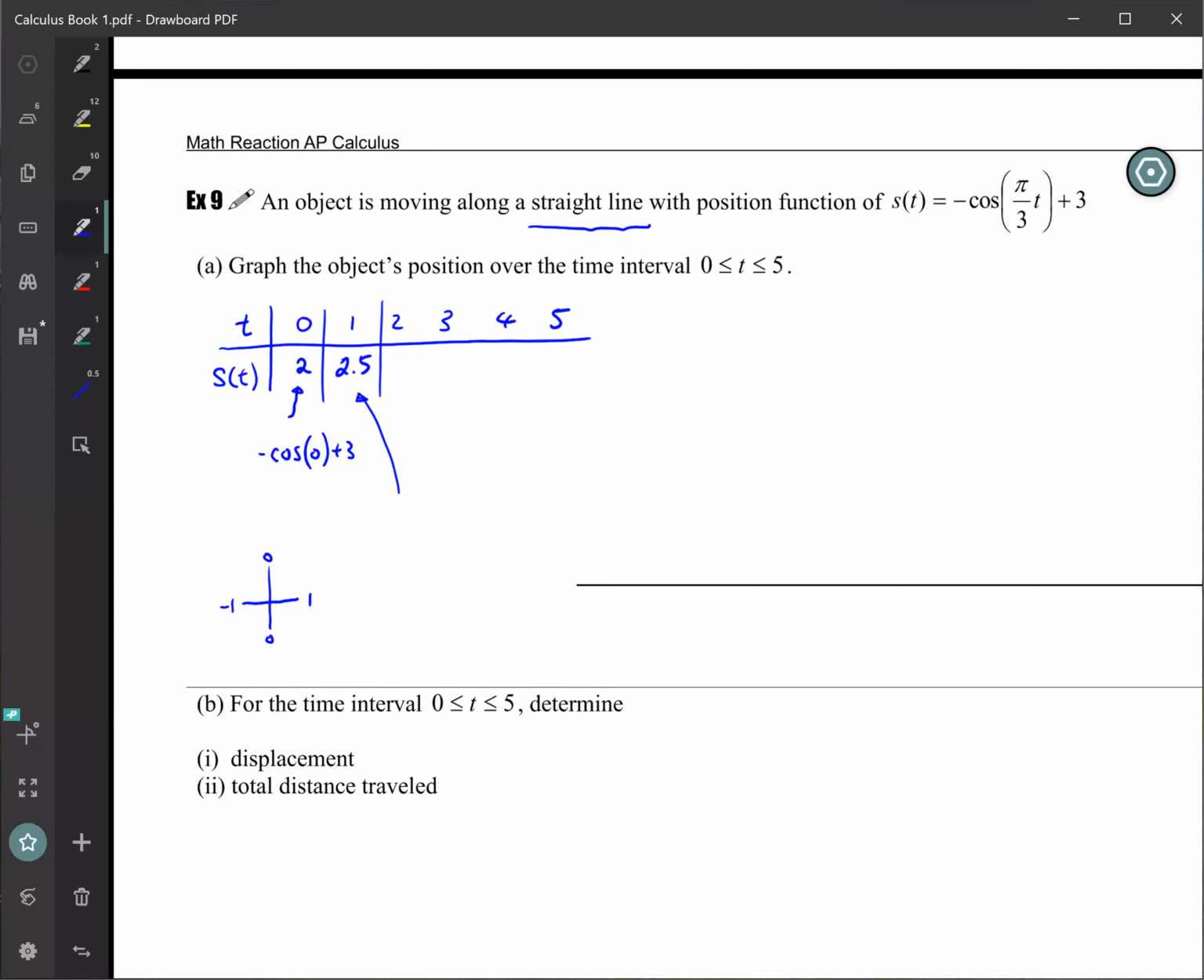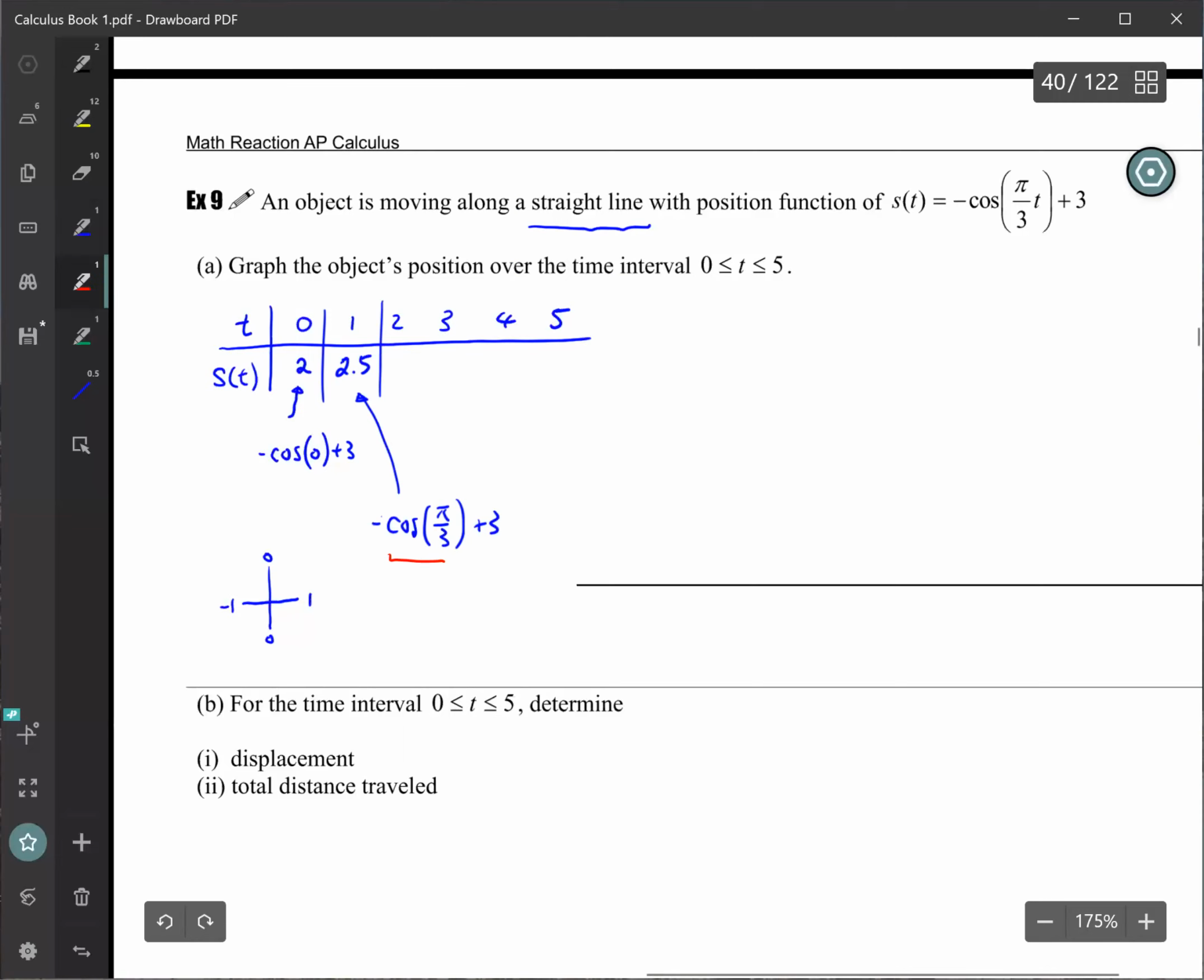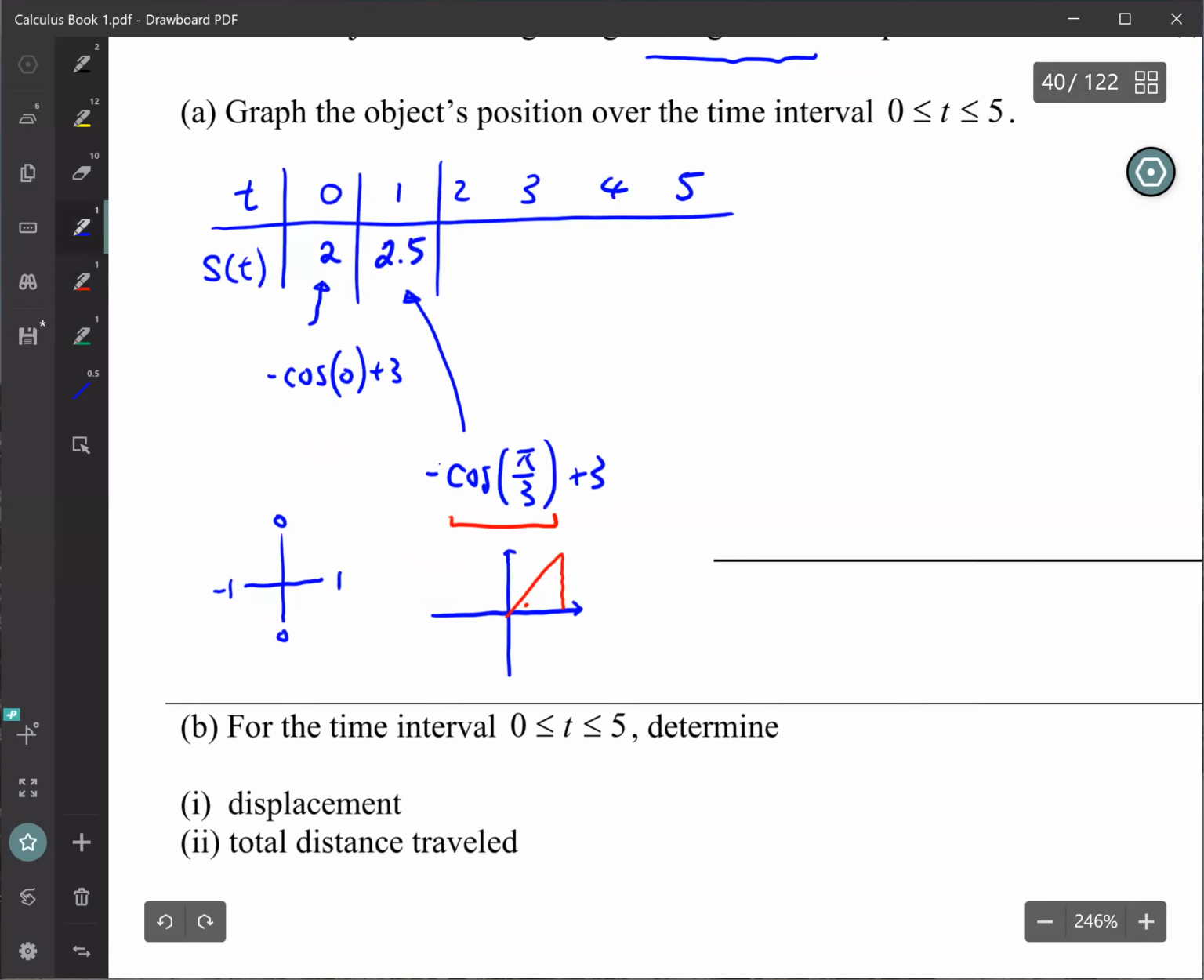So we plug in 1, and you will have negative cosine of pi over 3 times 1, which is pi over 3, plus 3. Now if you want to find cosine of pi over 3, you need to first draw the angle out. Pi over 3, which quadrant does it stop in, Leon? Quadrant 1, I believe. Yes, it's a 60-degree angle. So we draw that; that will be pi over 3. For pi over 3, we have special angles. How long is the opposite side?